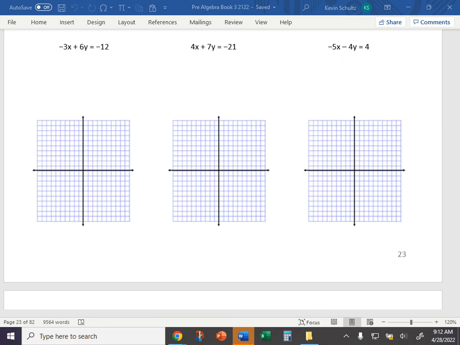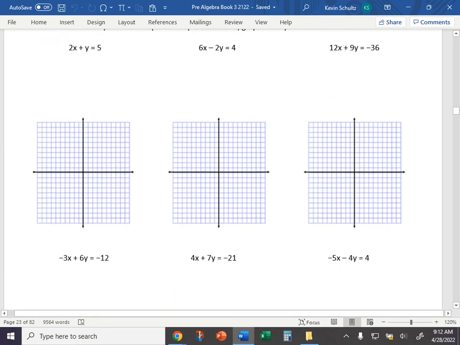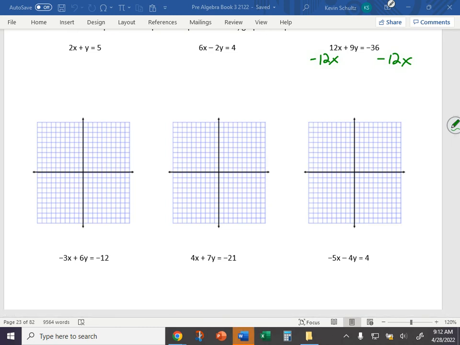We have a couple minutes left. We can roll through quickly. 12x plus 9y equals -36. Our first step, move that x over using opposite operations. Subtract 12x from both sides. Okay. We're left with 9y equals -12x minus 36. That 36 being negative, minus 36.